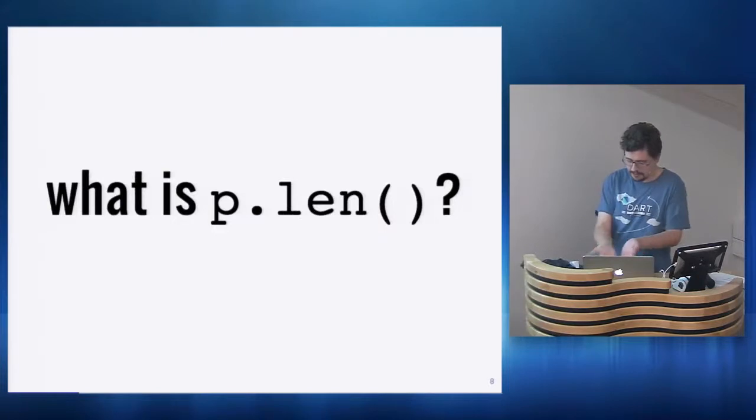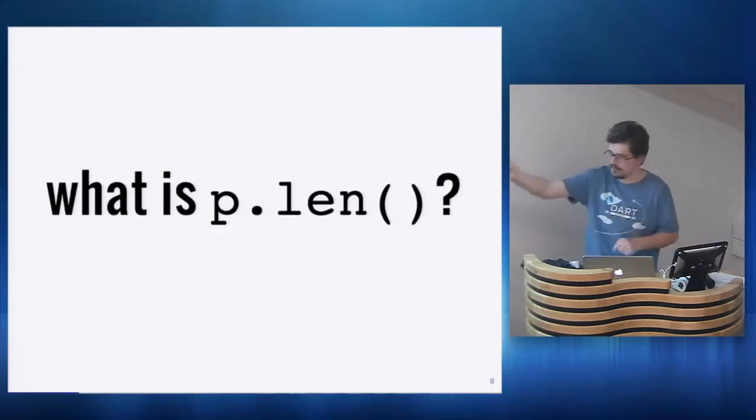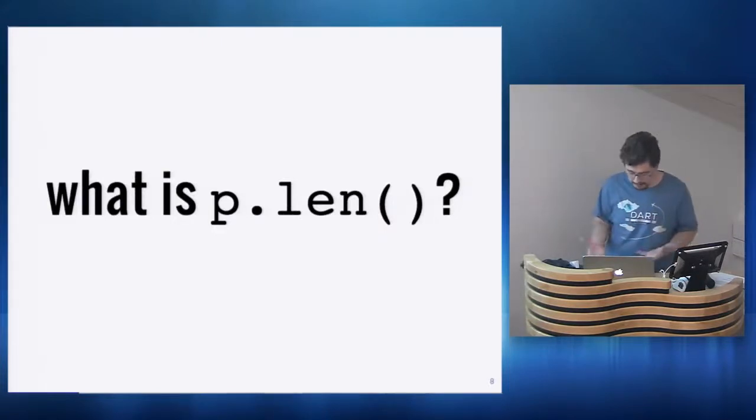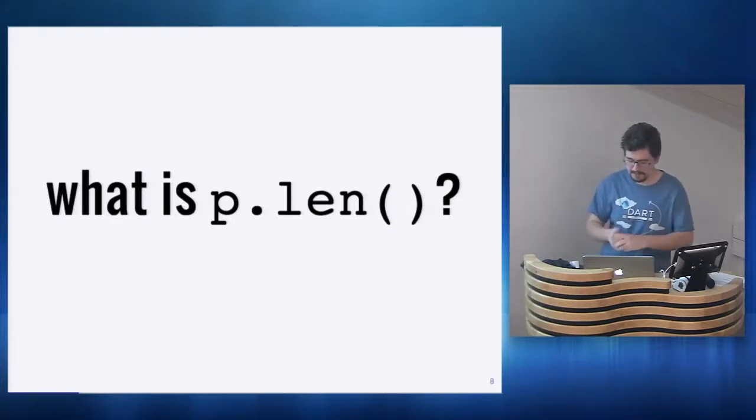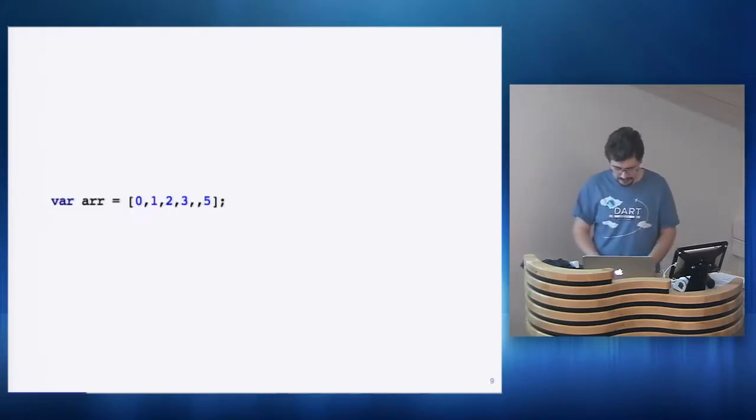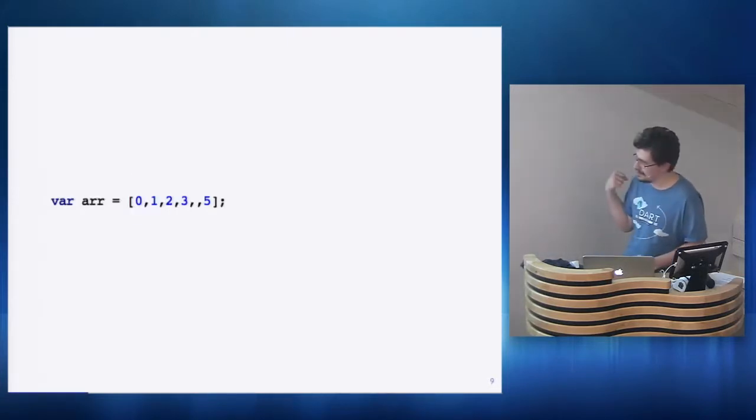What is this p.len? It sits somewhere on the prototype. How do I quickly traverse the prototype chain and find this len, and maybe I can avoid traversing the prototype chain? Again, questions, no answers. Let's look at this array here.